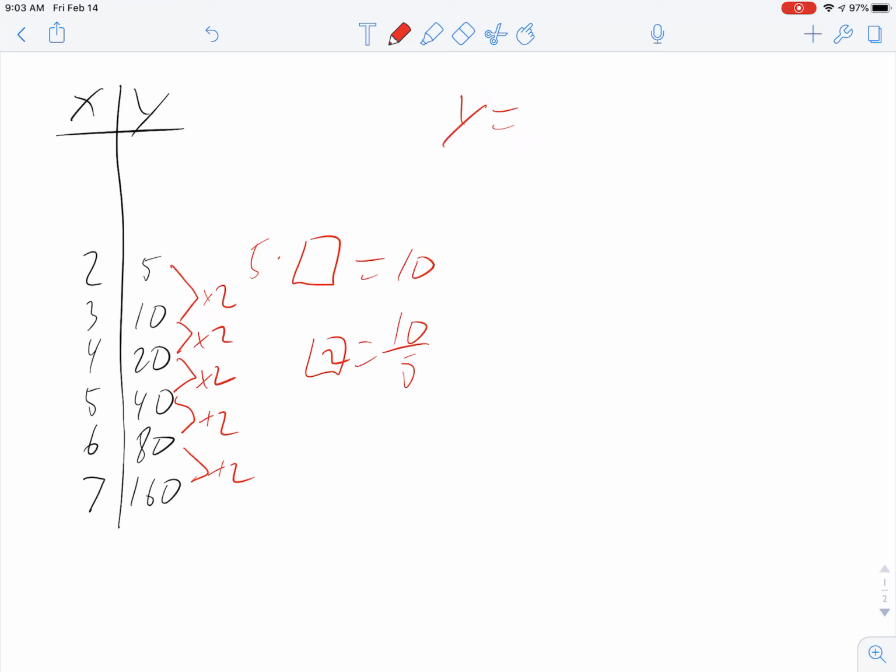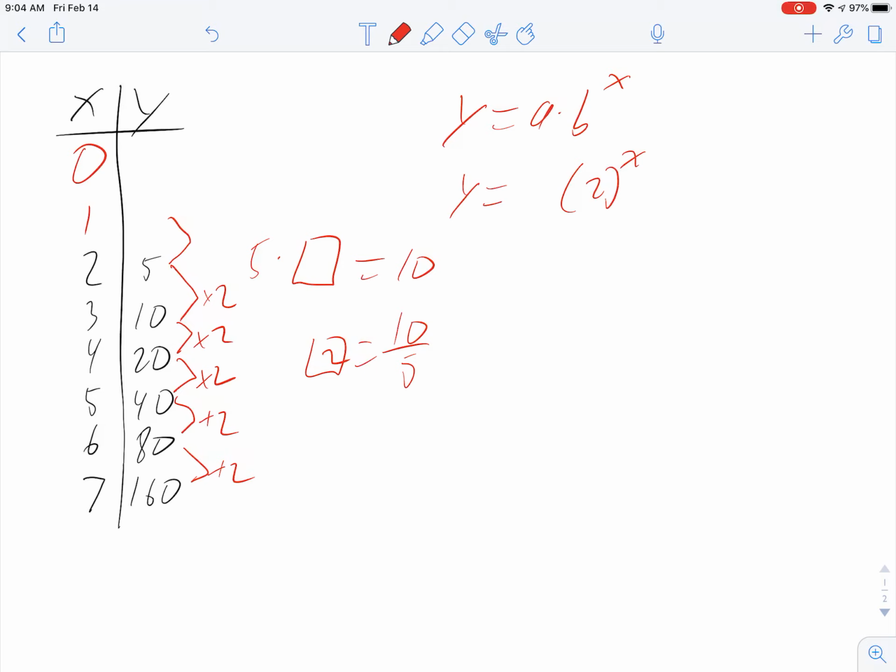If we're trying to write an equation in the form a times b to the x power, we now know that our multiplier is 2. But I can't see the starting value because I don't see the 0 spot in the table. But we can just work backwards. One way to think of this is, if going down the table we're multiplying by 2, going up the table is the opposite, so we would divide by 2.